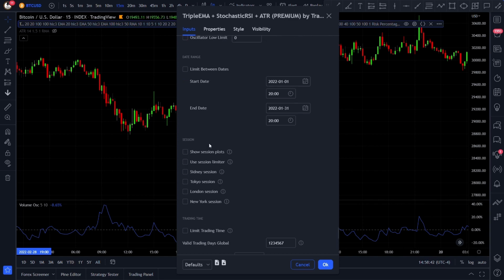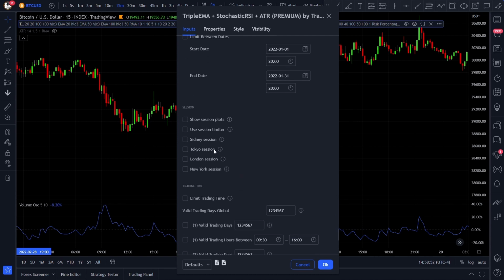Moving on, the script has a sessions limiter. Probably you are familiar with the 4 big trading sessions. These are the Sydney, the Tokyo, the London and the New York sessions. Each session's open brings in big volume and often increases volatility. So for example, if you found that trading in the London session gives the best results, then you might consider only allowing trades in the London session. To do that, you have to tick the Use Sessions Limiter box and only leave ticked the London session.